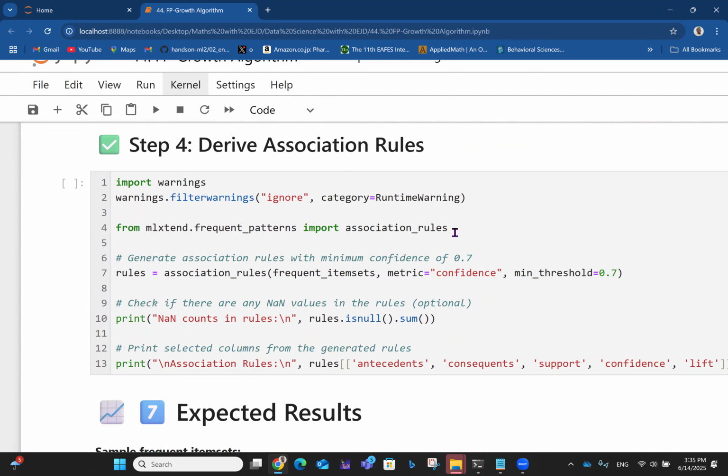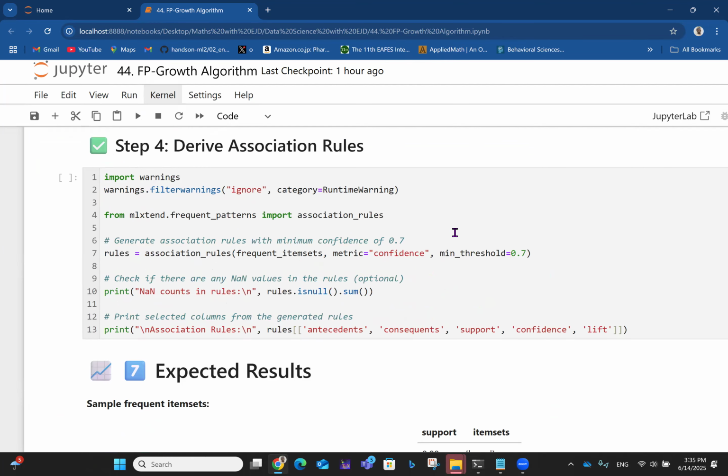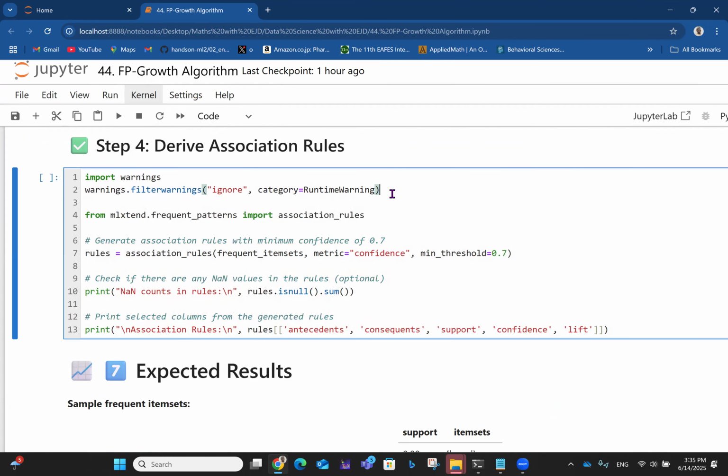Then you can derive association rules now. Of course, I put the second 2 lines in because there's a warning attached, maybe because of non-available values or something like that. This is just to suppress the warning. We ignore the warning. But the actual thing is we want association rules. So generate association rules with a minimum confidence of 0.7.